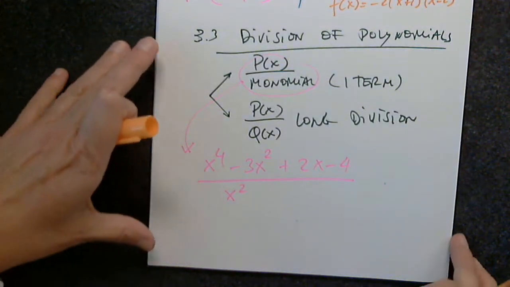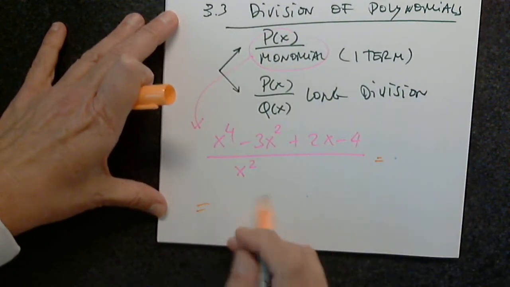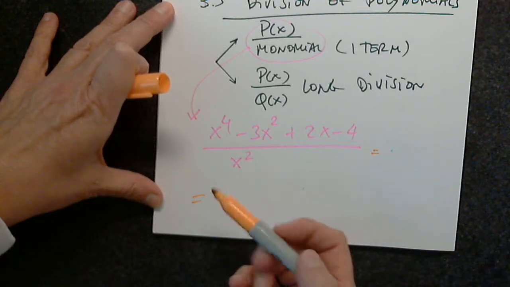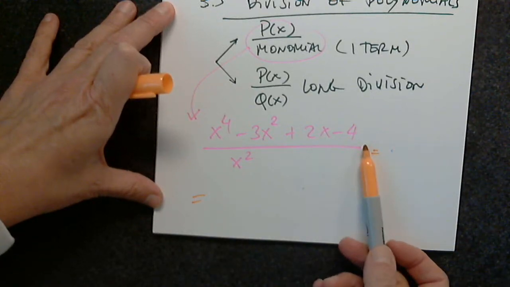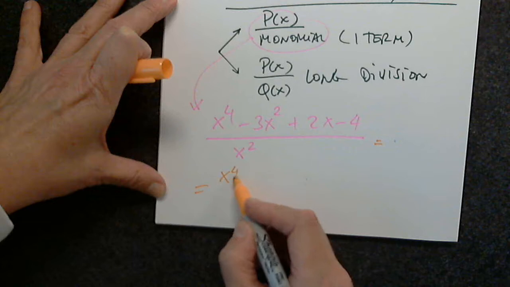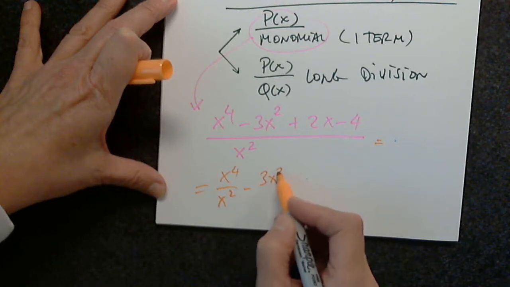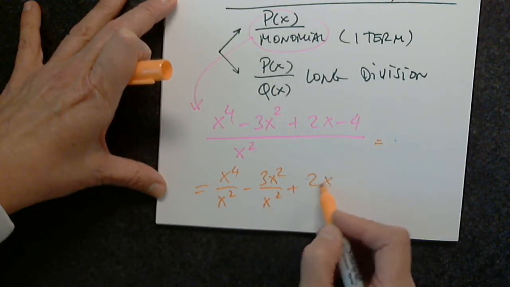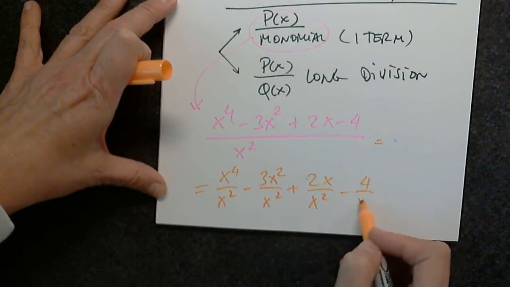Well, all I have to do, because it's one term, which I cannot do in any other situation, is just separate it. How many terms do we have at the top? So I will have 4 fractions. That's the only thing I can do, and simplify each fraction by itself.